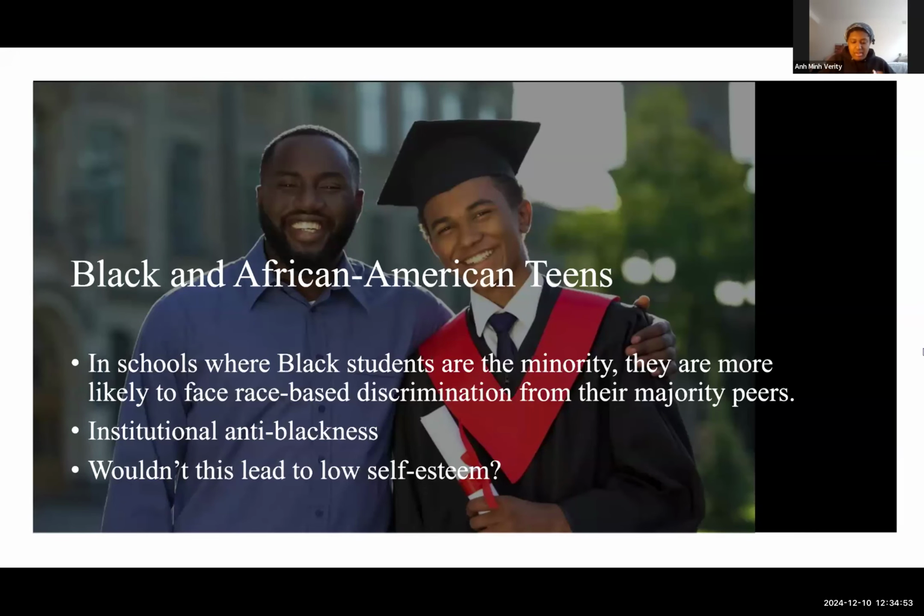So, Black and African American teens. In schools where Black students are the minority, they're more likely to face race-based discrimination from majority peers. Even if you attend a primarily white school or primarily white institution that has been that way for a very long time, there are a lot of factors inscribed into that institution that work against whatever the minority is. It's institutional anti-Blackness. So Black and African American teens will face a lot of discrimination in those places. You may be wondering, if they face a lot of discrimination, wouldn't that lead to lower self-esteem?